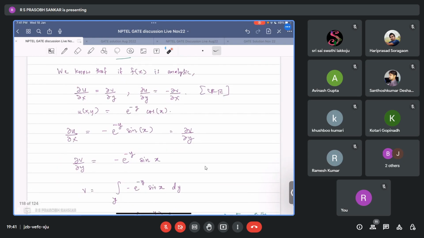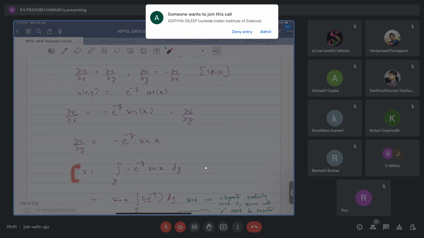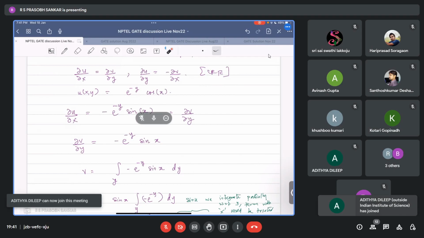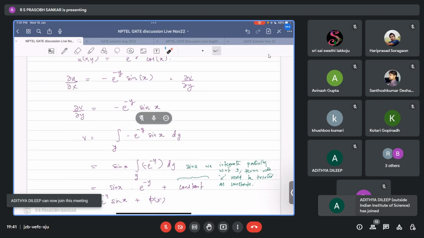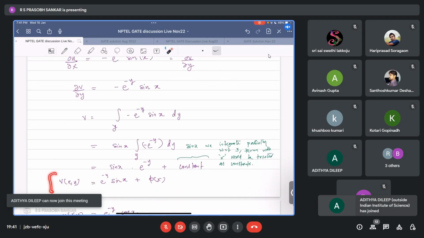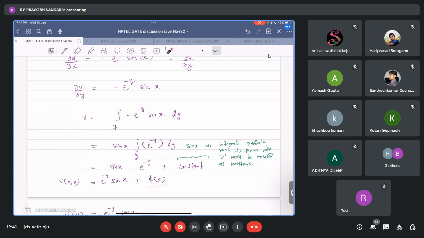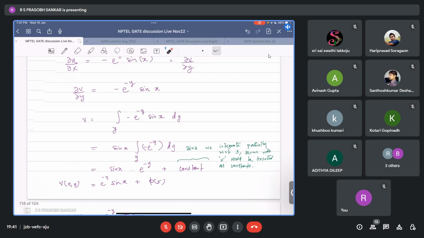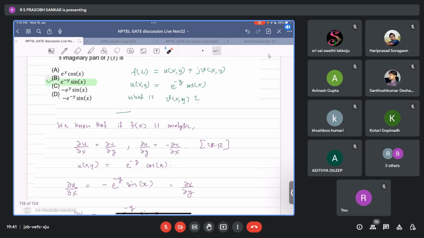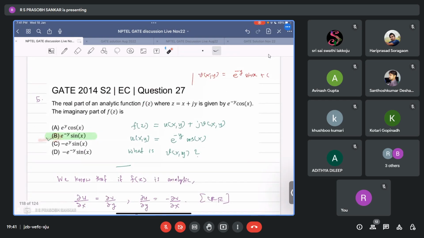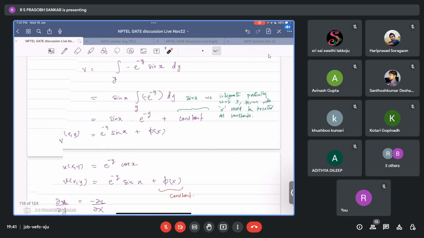In the first step itself, we know that v is like this, and once we do the integration, which won't take much time, we can directly see that v(x,y) is of the form e raised to minus y sin x plus a function of x or a constant. By this much itself, we can easily see that out of the four options, only option B is there, because there is no other option with e raised to minus y sin x. All we could have is some phi of x, which could be 0. In this case, it happened to be 0.